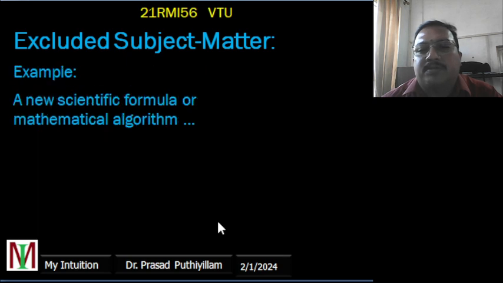Therefore, they are excluded. This is a continuation of the design rights of the previous video, so don't get confused. Please do watch my previous video, part 2 of Module 5, the continuation of that. I'm making short videos so that people can watch them, otherwise they will feel bored. So the example for the exclusion: a new scientific formula or a mathematical algorithm will not be covered; they are not eligible for design protection.